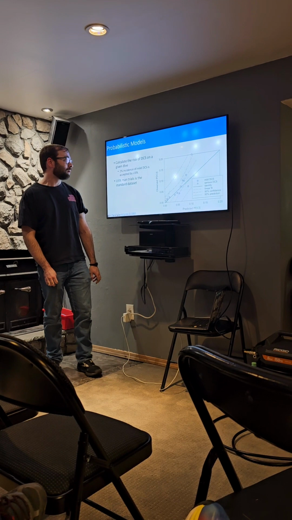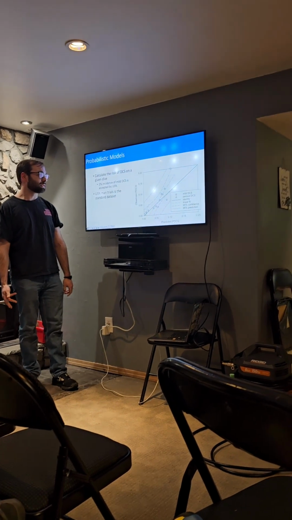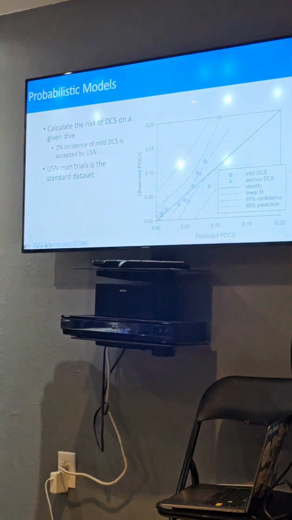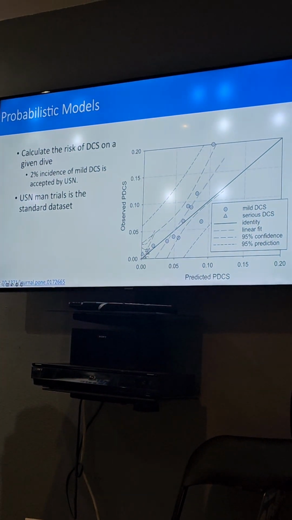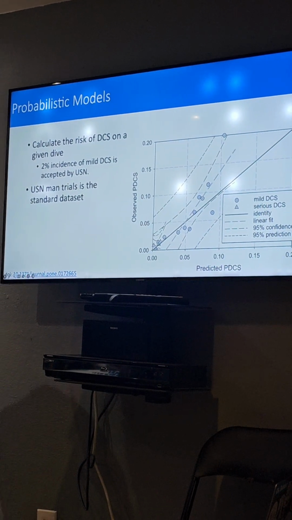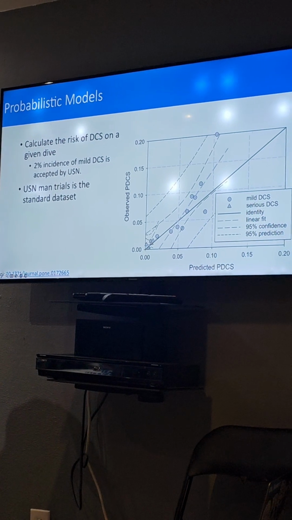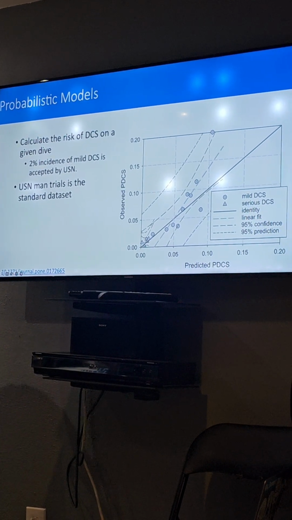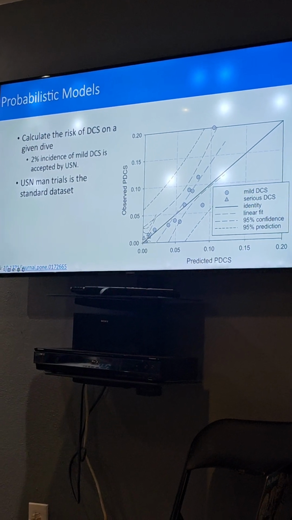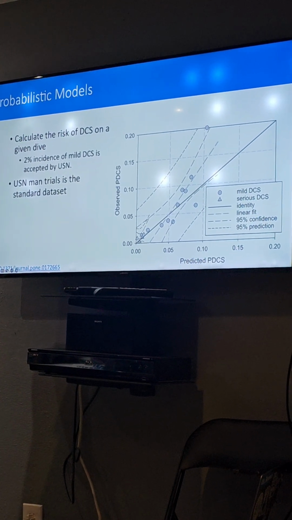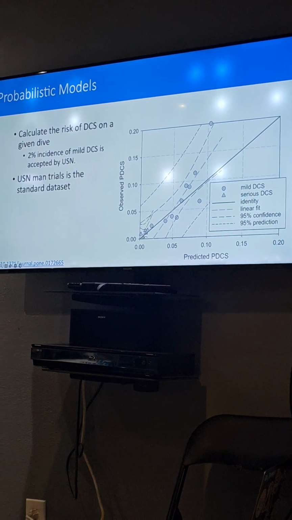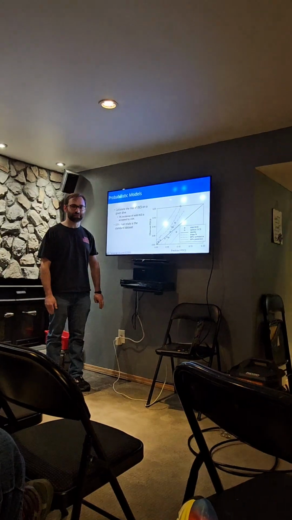So probabilistic models, these are a lot less glamorous, and I could go into the math. However, it's a huge data set, and I'm not a statistician. So probabilistic models calculate the risk of mild or CNS DCS on a given dive. Back in the 1930s, the U.S. Navy decided that a 2% incidence of mild DCS is an acceptable amount. Meaning, if you have 100 people, throw them all in, make them do the same dive, it's acceptable if 2 of them have mild DCS.